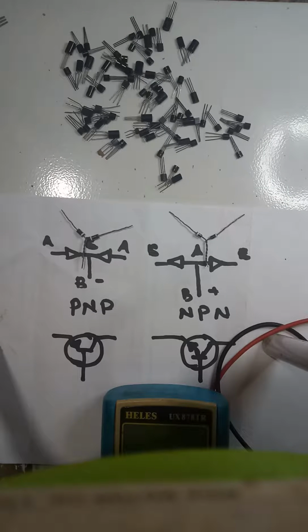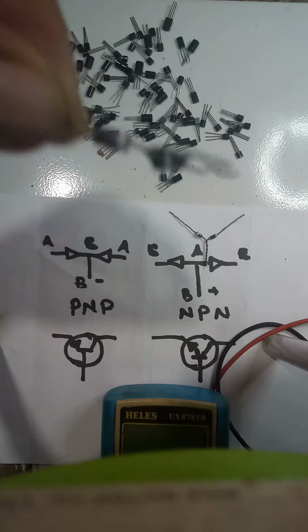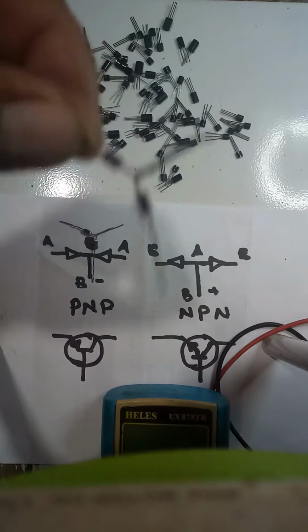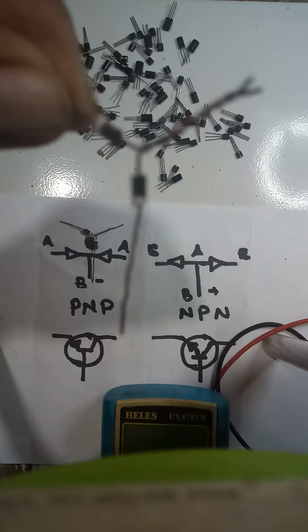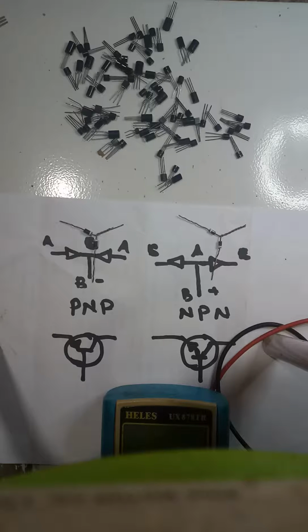A transistor is a combination of two diodes doped back to back to form one entity, like this. A transistor has three legs or pins. They are base, emitter, and collector.